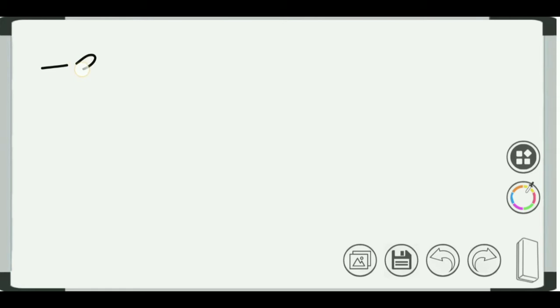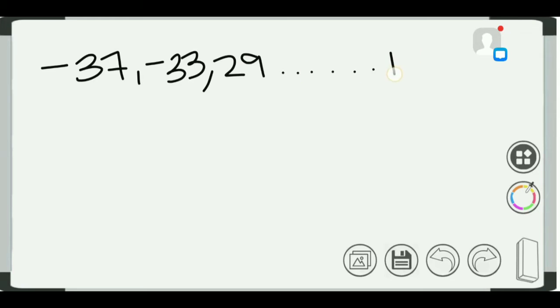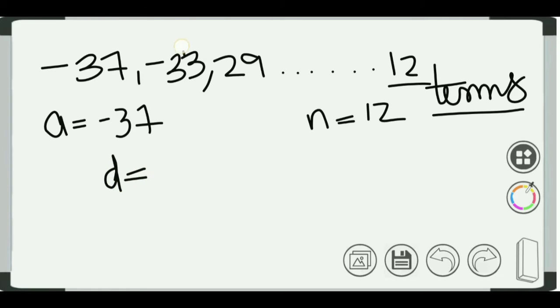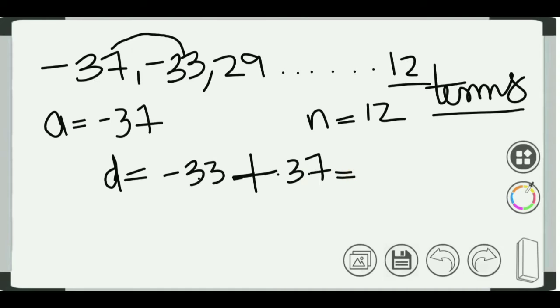Your AP is minus 37, minus 33, minus 29, till 12 terms. That means n is 12. A is the first term, that is minus 37. D is the second term minus the first term, that is minus 33 minus minus 37. Minus minus becomes plus, so 37 minus 33 is equal to 4. So you got A as minus 37, D is equal to 4, n is equal to 12.